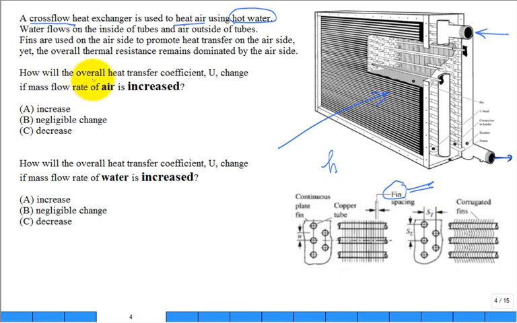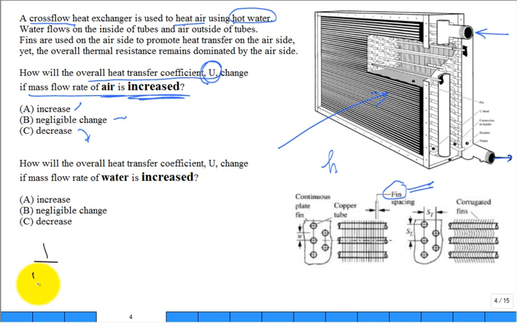How will the overall heat transfer coefficient U change if the mass flow rate of the air is increased? Will it go up, will it stay about the same, negligible change, or will it go down? So I want to pause, walk around. You just answer that question on your sheet of paper. Professor, what was U? How did we define it?